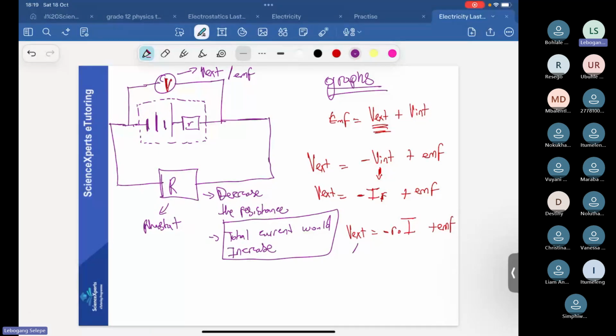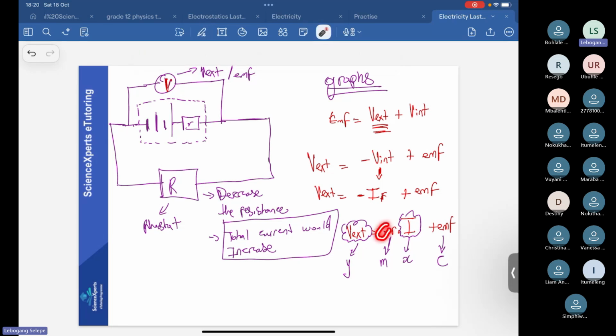Then relate this to a straight line graph. I can see that this would be my Y, this would be my M, this would be my X, this would be my C. So V is my Y, current is my X. Remember, current is what I've been changing and seeing how it affects the V external. From this graph, you can see that the gradient is negative, so this would be a decreasing straight line graph. And the y-intercept of that graph would be the EMF.